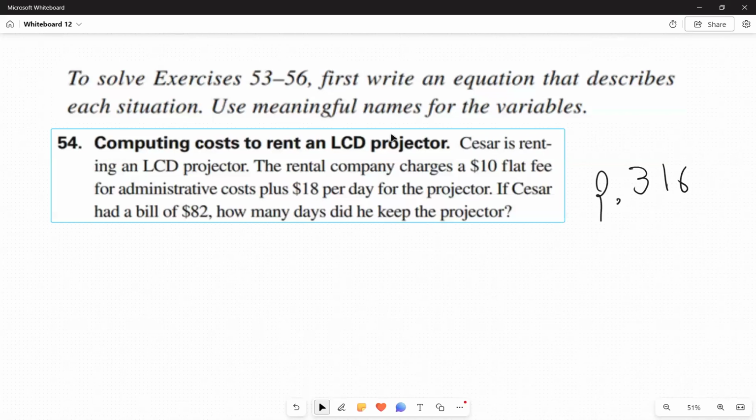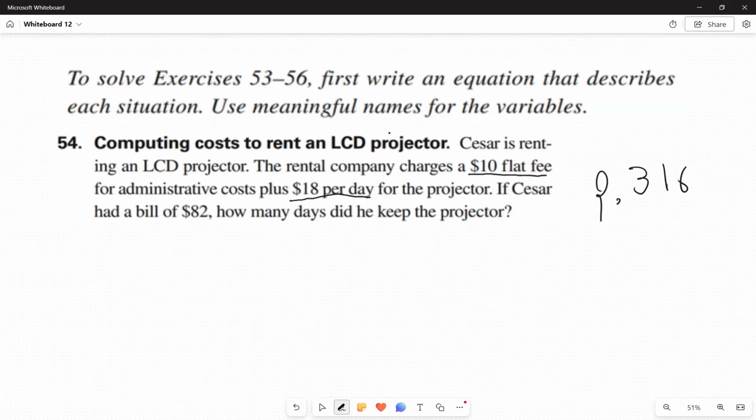Okay, so we know that the company charges a $10 flat fee. So he has to pay that fee, even if he returns the projector the same day, and $18 per day for the projector. So for 1 day, it's $18. For 2 days, $36. For 3 days is $54, and so on. So if Cesar had the bill of $82, how many days did he keep the projector?